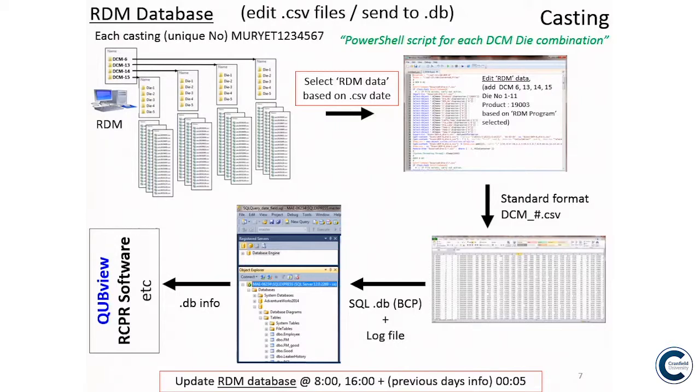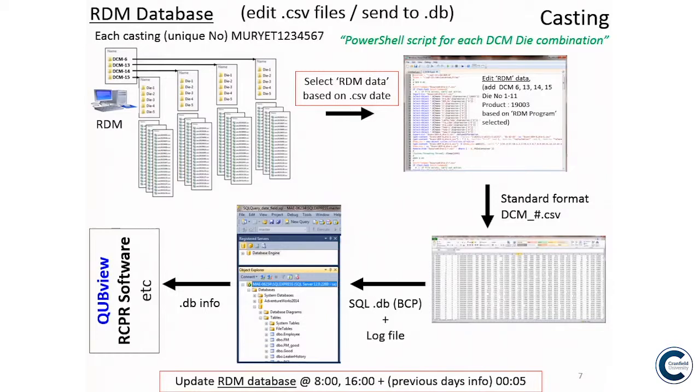Then we have to clean the information up because there's an awful lot of unnecessary information in these CSV files. Clean it up, standardize it so it can be easily read into a SQL database, and then run a BCP, or bulk copy program, in order to bring it into the SQL database. So whenever we have all of this production data in the SQL database, we can easily access that information.